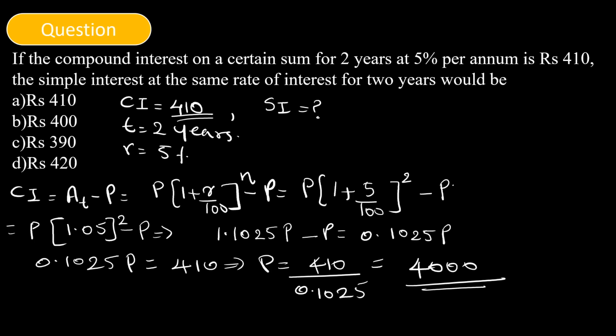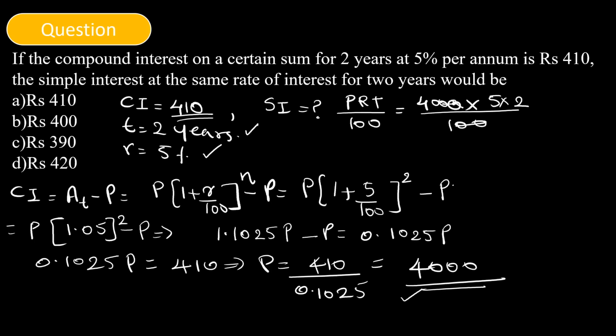So the principal is 4000. Okay. Now what we have to find? We have to find the simple interest. Now simple interest is equal to PRT divided by 100. Now we have found P as 4000. Rate is 5, time is 2. 4000 into 5 into 2 divided by 100. This is 400. So the correct answer is option B, 400.